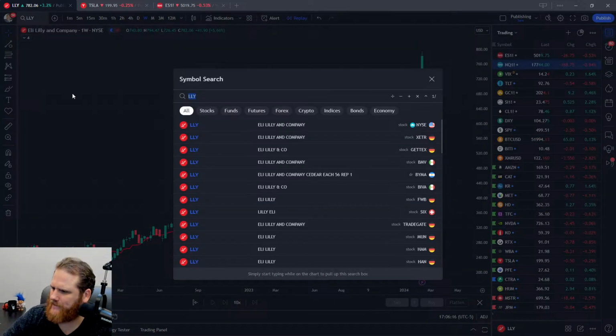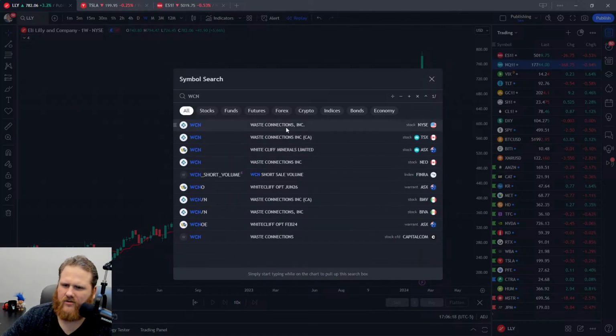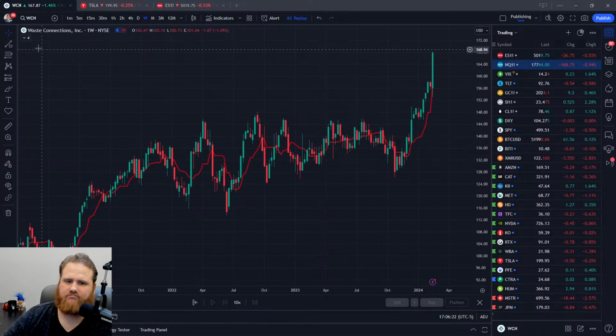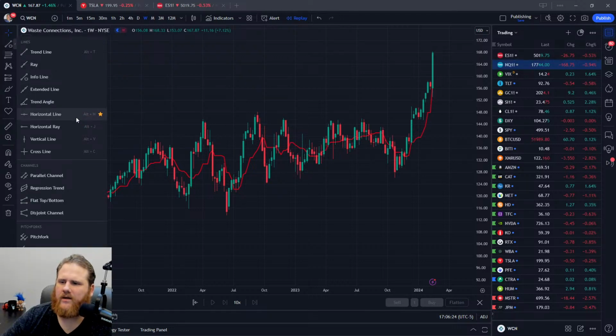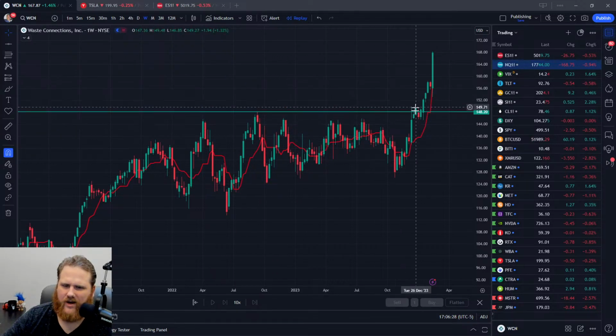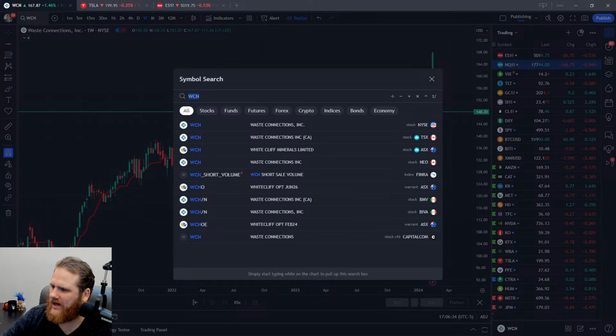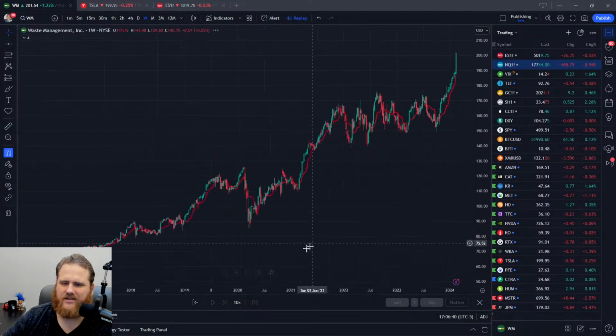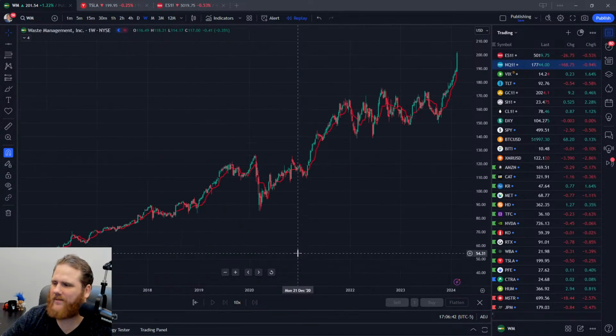All right. WCM. This sounds familiar. Waste Connections. Garbage. So I like this one. The nice little breakout here of the range. Notice how it kind of hesitated and went. That's going up for another leg. That's doing good. I got Waste Management for that. Oh, and Waste Management. Well, you know I love Waste Management. It just keeps on winning.